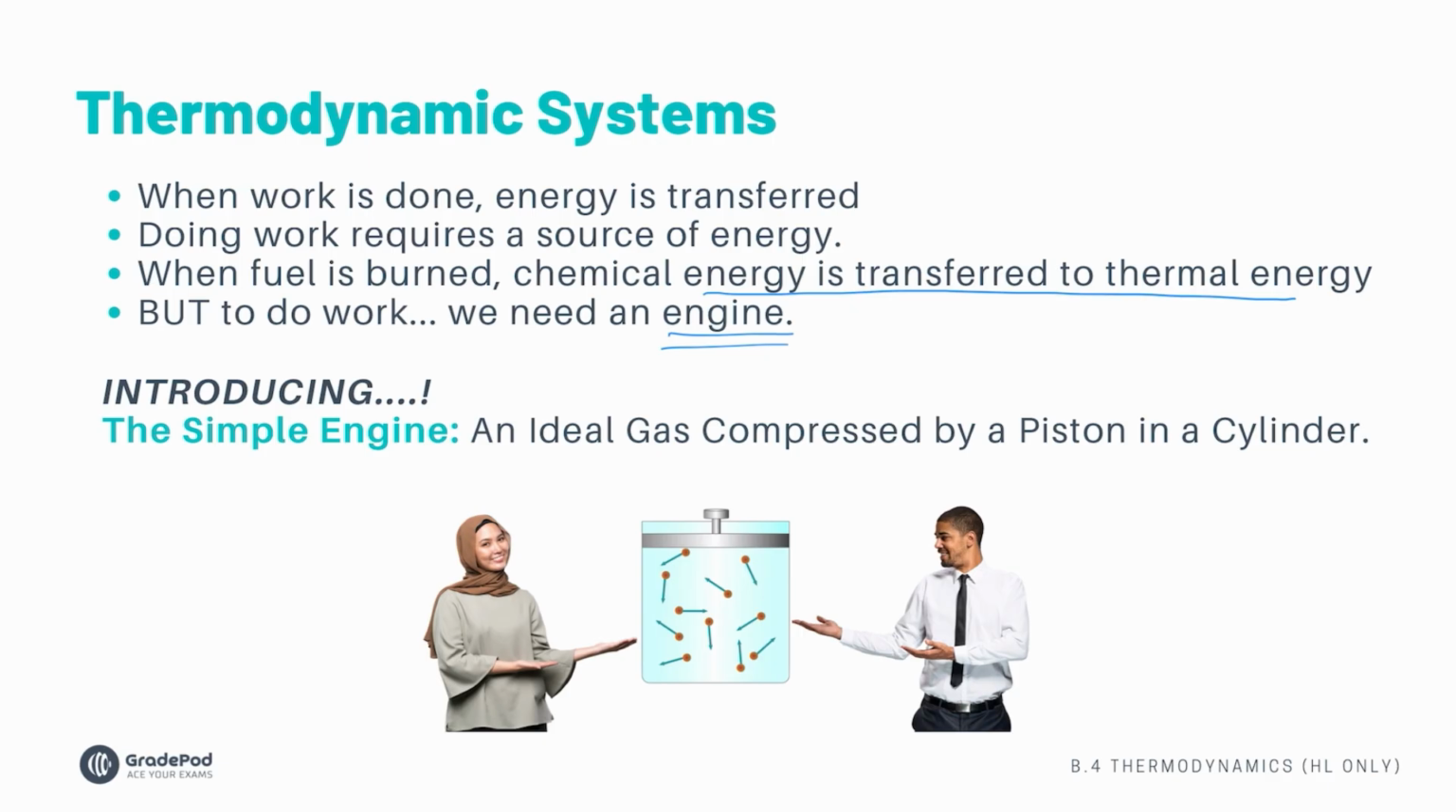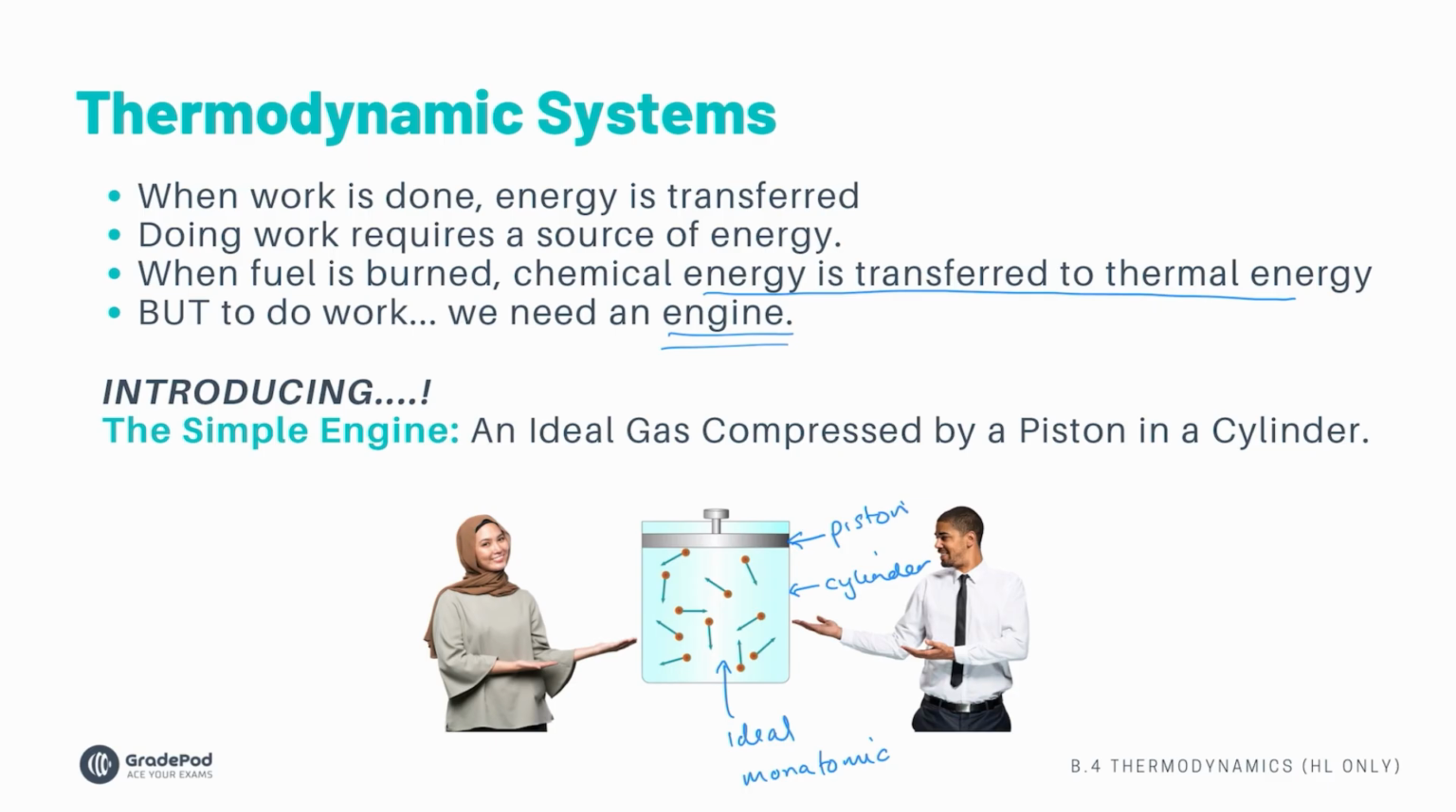A simple engine is where an ideal gas is compressed by a piston in a cylinder. So this is our piston here. This is our cylinder. And this is our ideal gas. And it's usually monatomic as well. That means all the same types of atoms. Practically every single slide in this tutorial is going to use the concept of a simple engine.